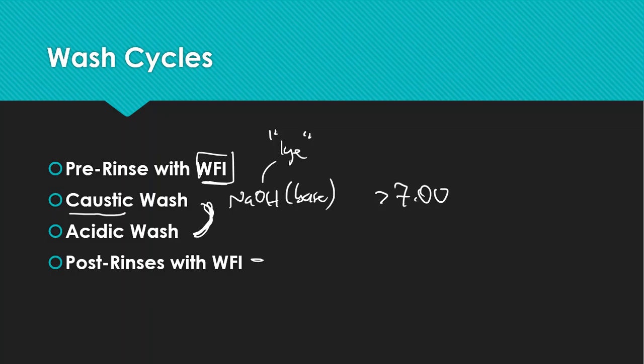Acid washes are also pretty common. Acid washes can be hydrochloric acid. It can be nitric acid, maybe. A few different choices that are out there. But these acids are going to have a pH that's lower than 7. That is why they are deemed as an acid. It's all about the activity of the protons here.